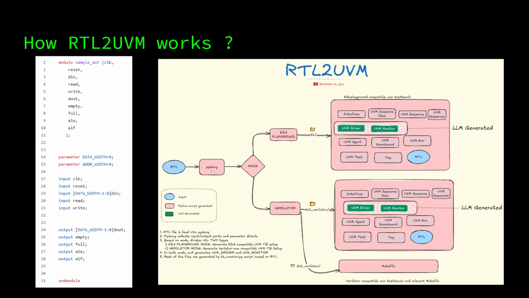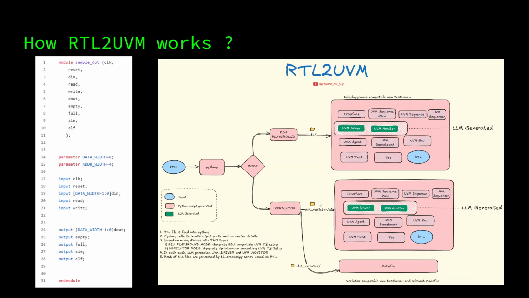Here we are using PySlang, which means a SystemVerilog linter. It will lint the RTL file and get information like input, output, and parameter information. Everything it gets, it will store in a variable. Based on the mode we pass, it has two modes: EDA Playground and Verilator. Here we focus on Verilator. If you run with the Verilator mode, it will generate a DUT name underscore Verilator folder.